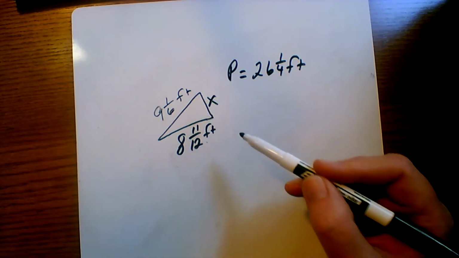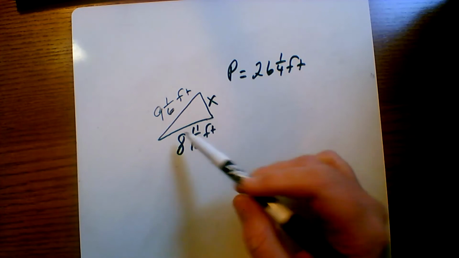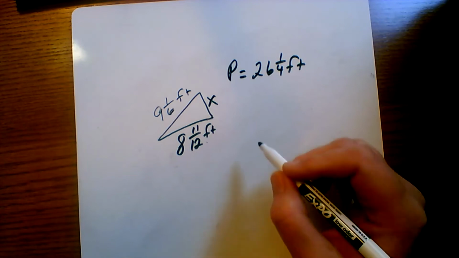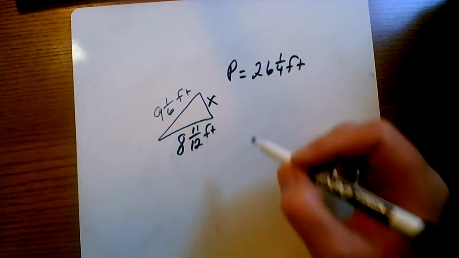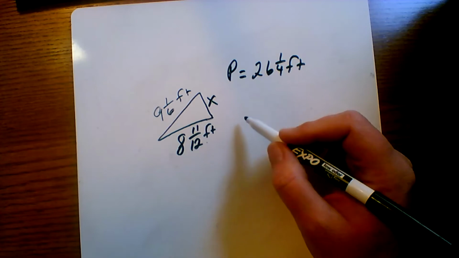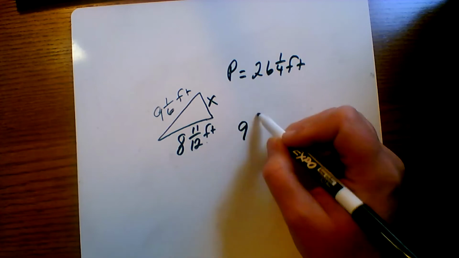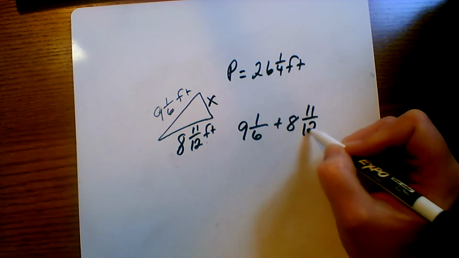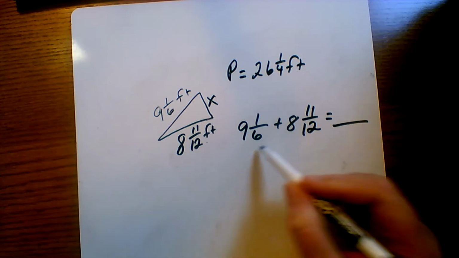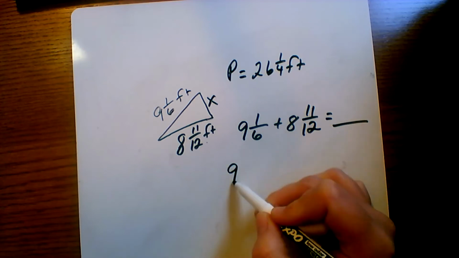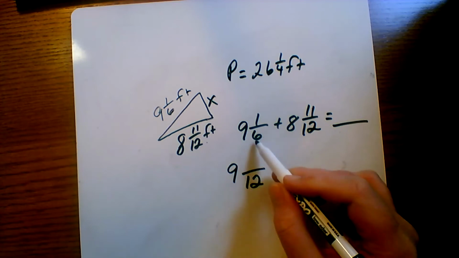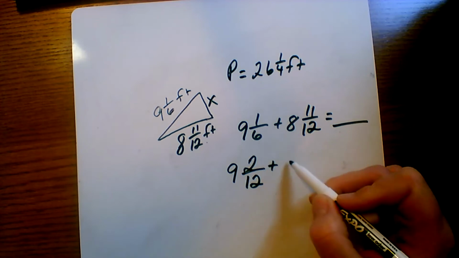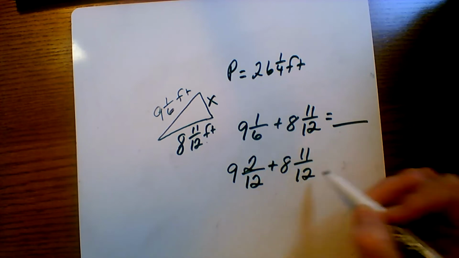One easy way to solve this problem would be to add up the two sides and subtract it from the perimeter. This is one of the solutions. There are other possible ones, so please let your child try it before you introduce some of these possibilities. So we would say 9 and 1/6 plus 8 and 11/12 equals what? Of course, we have to find the common denominator. So this would be 9 and something twelfths. How many times does 6 go into 12? Twice. So 2 times 1 is 2, plus 8 and 11/12.